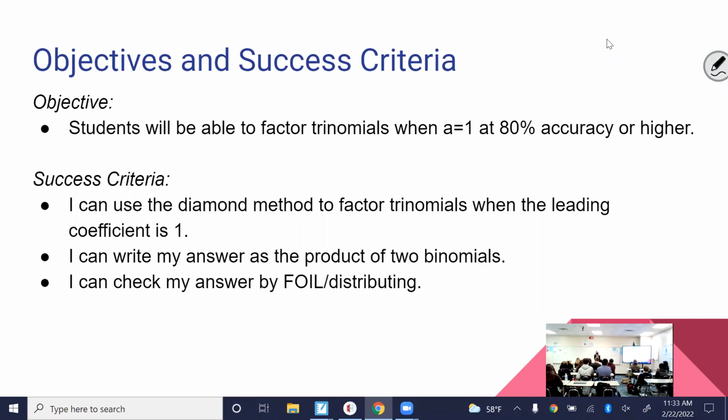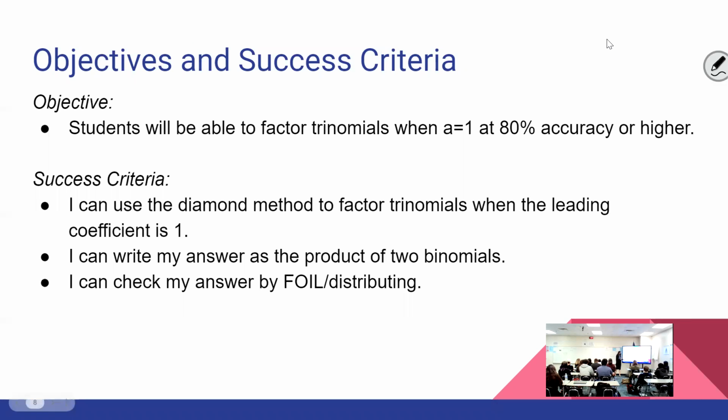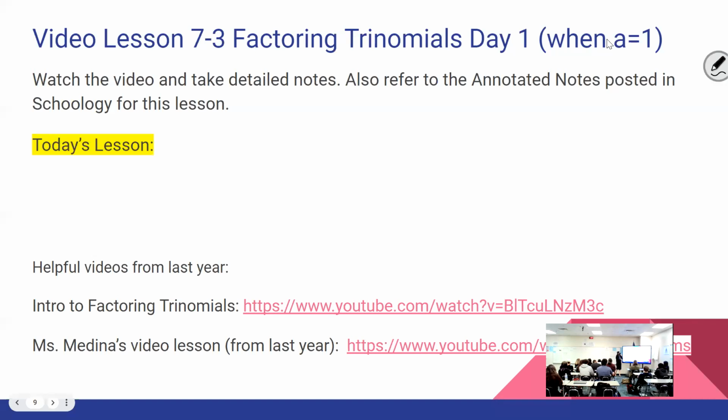If you don't know what that means, you'll learn in a second. But today it's going to be one method that we use when the leading coefficient is 1. Tomorrow you'll learn what to do when the leading coefficient is not 1. But to be successful at this, you need to be able to use what's called the diamond method to factor trinomials and write your answer as a product of 2 binomials, and then be able to FOIL and/or distribute to check your answers.